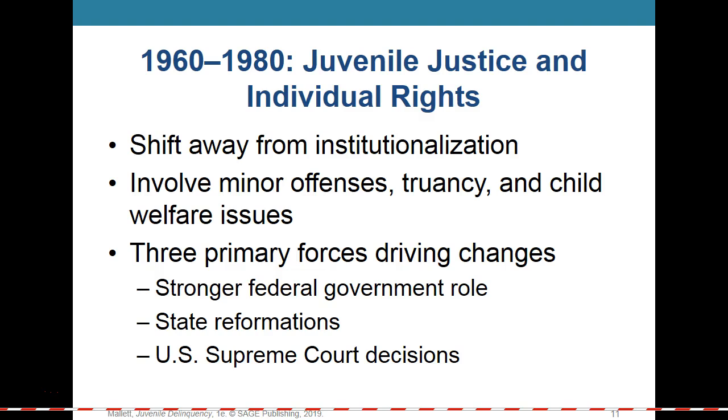Expanded due process for juveniles involved in the court system. The court expanded to involve, as I said a little while ago, the 60s and 70s saw a stronger federal government role, state reformation, and depopulating overcrowded incarceration facilities, and many, as I mentioned, U.S. Supreme Court decisions.